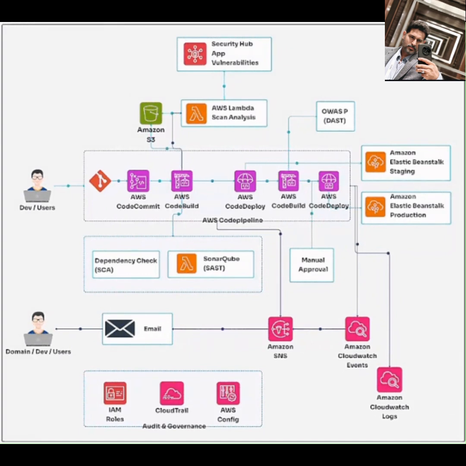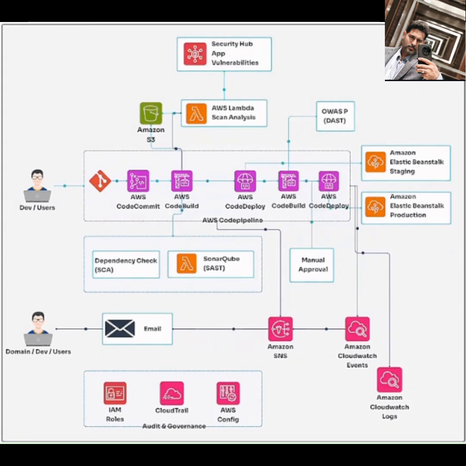The first stage in the pipeline, often called the source stage, automatically pulls the latest code from CodeCommit whenever a change happens. Next, the code goes to the build stage, handled by AWS CodeBuild. This is where the magic happens. CodeBuild compiles your code, runs unit tests, maybe builds Docker images, and prepares your application for deployment. I also see Amazon S3 connected here, likely used for storing build artifacts, the output of the build process.